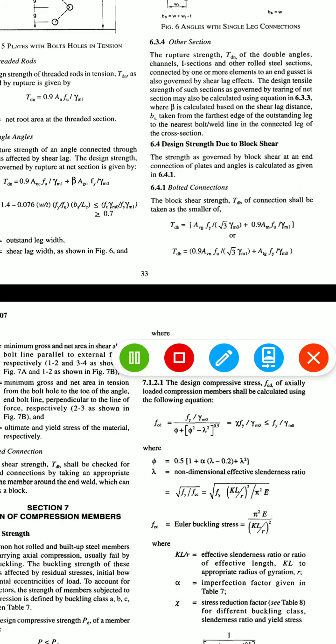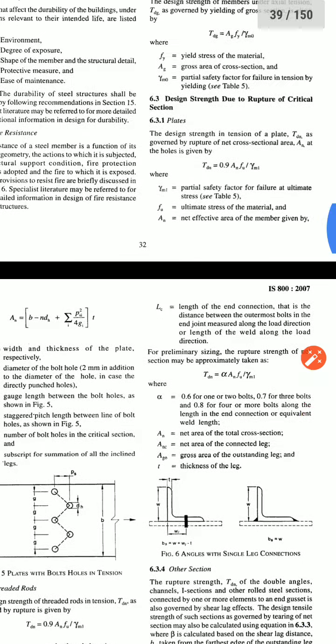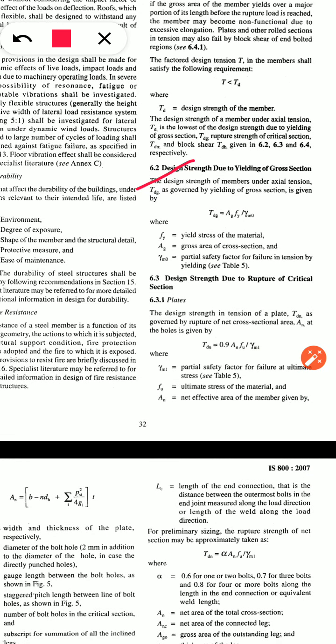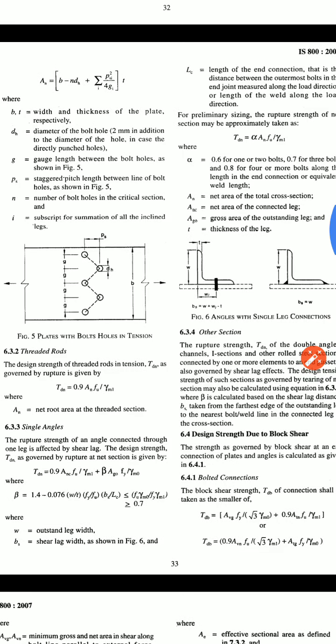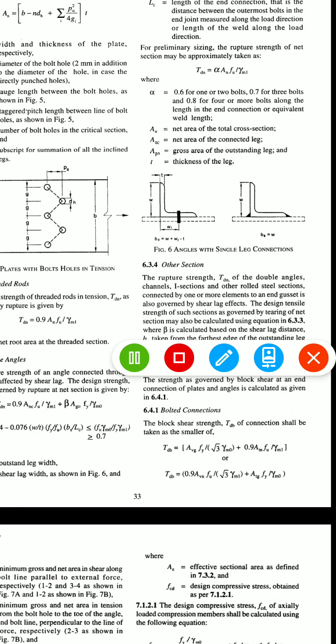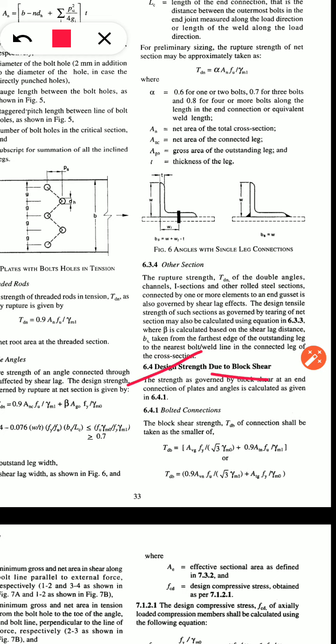After calculating the design strength due to yielding of cross section, and the design strength due to rupture, for which you have two formulas, for plate section and for angle section: if your data is given with plate section, use that formula; if angle section is given, use the angle section formula. The third is the design strength due to block shear, for which the least of the two formulas gives you one value.